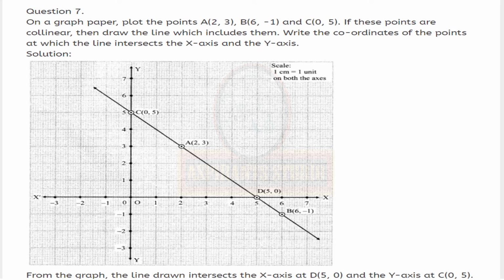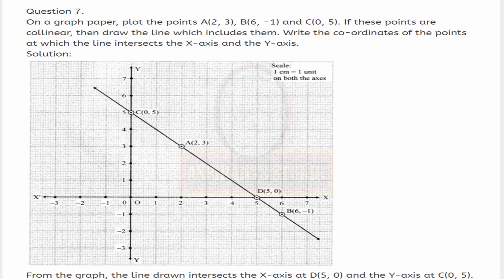Now question number 7. On a graph paper, plot the points A, B, C. If these points are collinear, collinear means the points should lie on the same straight line. If the points are lying on the same straight line, then draw the line which includes them. Write the coordinates of the points at which the line intersects the x-axis and the y-axis.